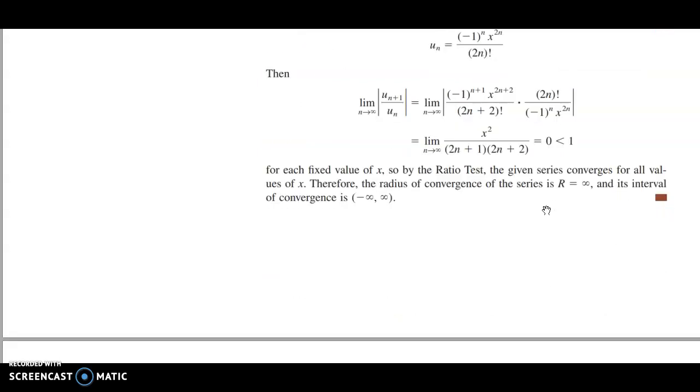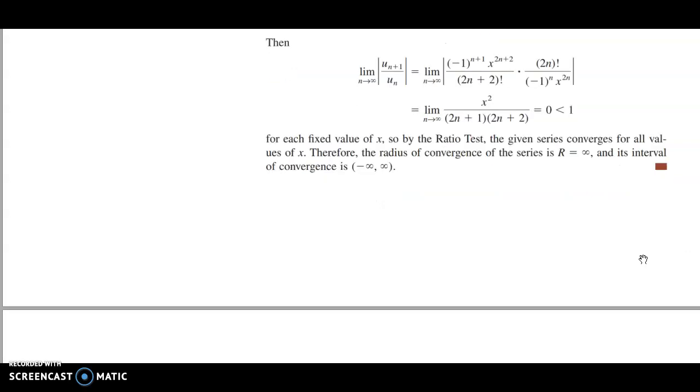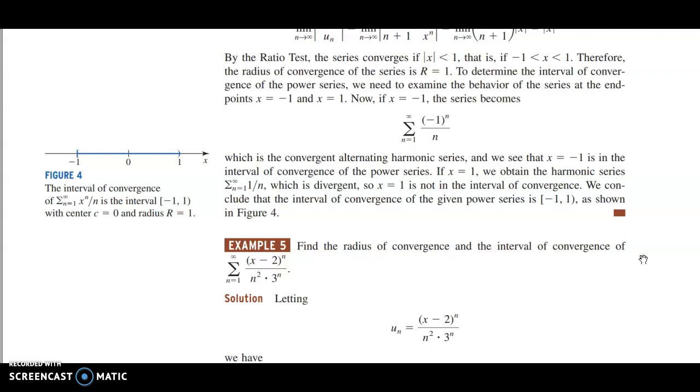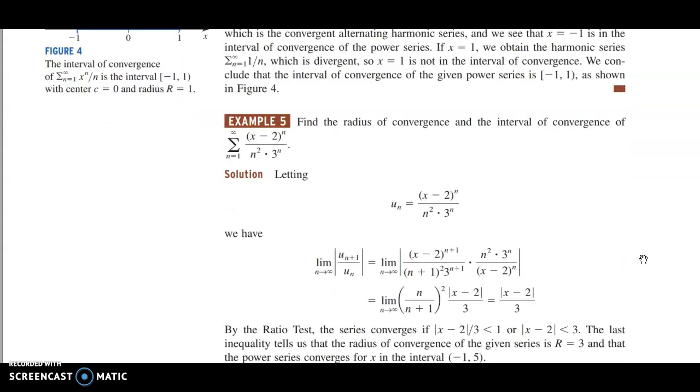Here the result comes as 0, so the convergence happens for all values of x. Okay, here the convergence was for particular values of x. That is the difference between the previous problem and this problem. It is very important, actually. Right. Next.